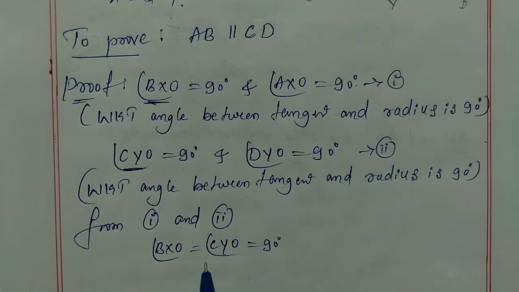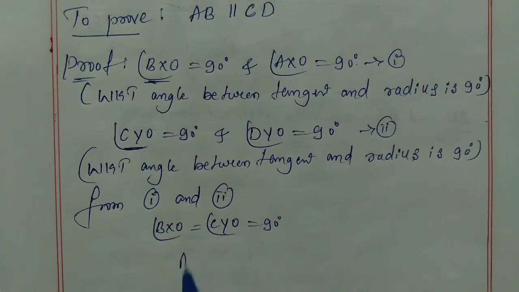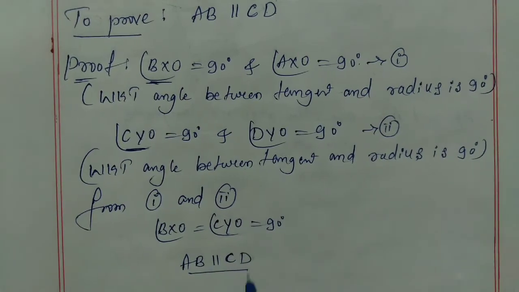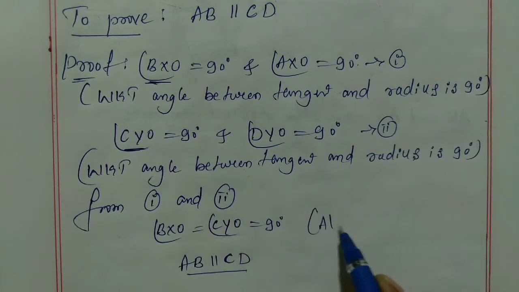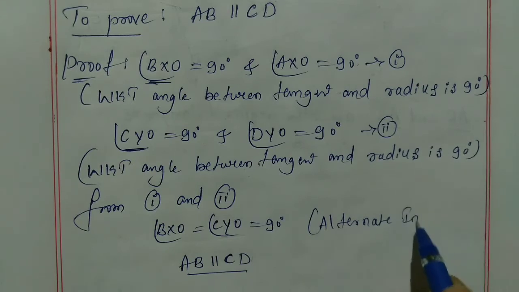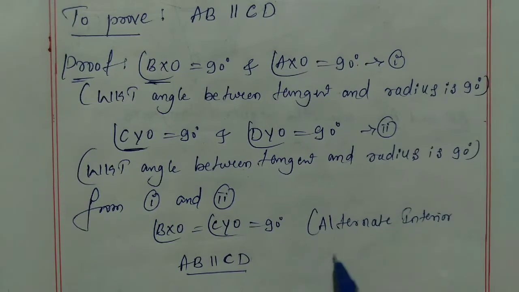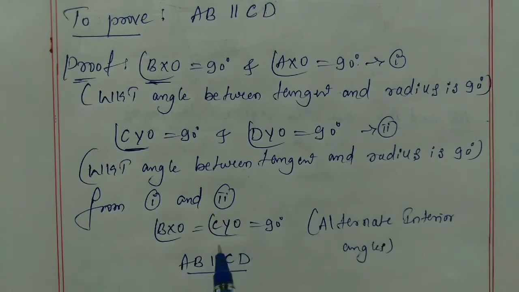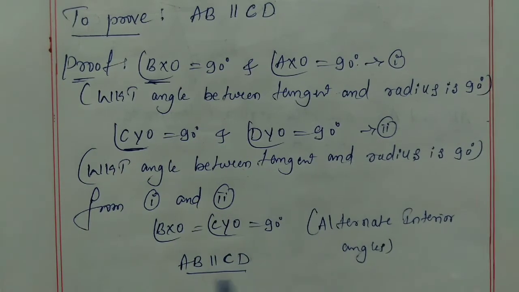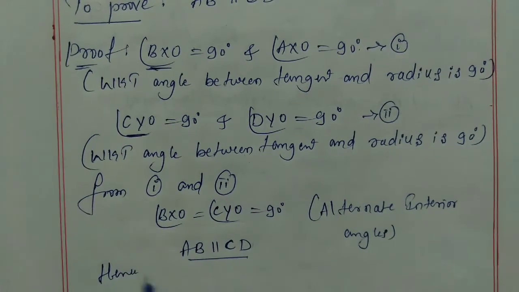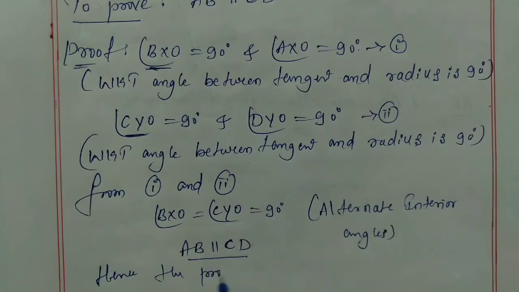If these two angles are equal, then AB should be parallel to CD, because these two are alternate interior angles. If alternate interior angles are equal, then these two lines should be parallel. So hence you can write, hence proved.